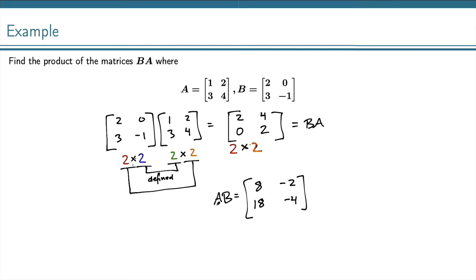So note, when we multiply A times B and B times A, we get a different result. And this is a key thing to know about matrices: the order in which we multiply matrices does matter.